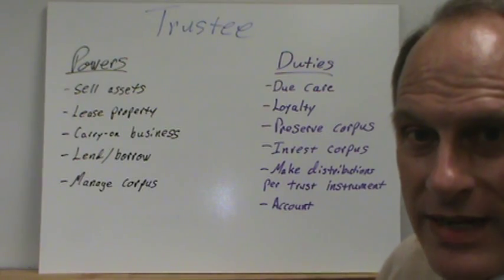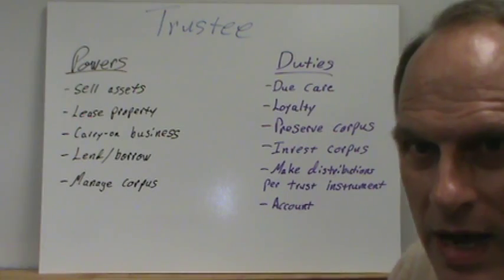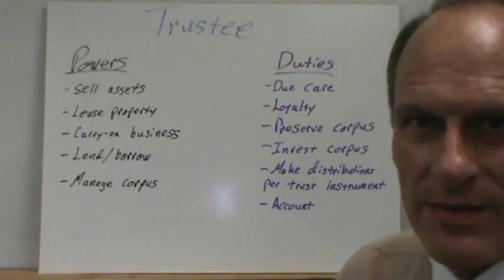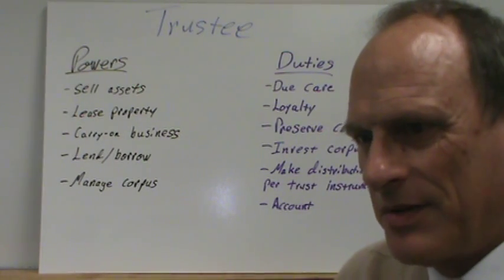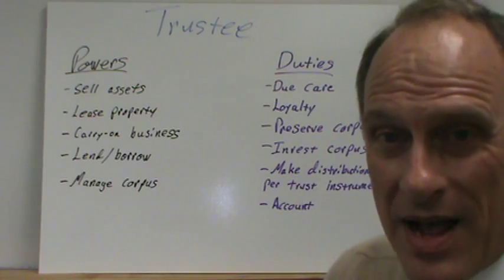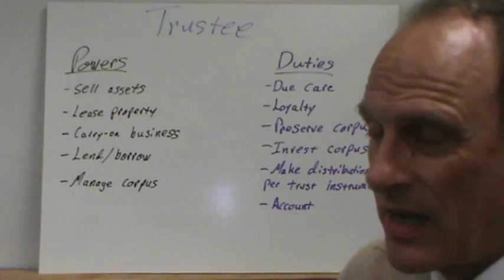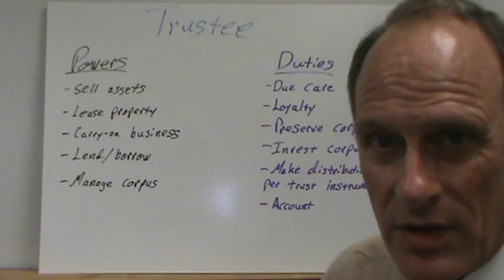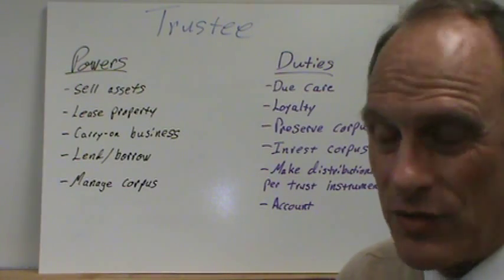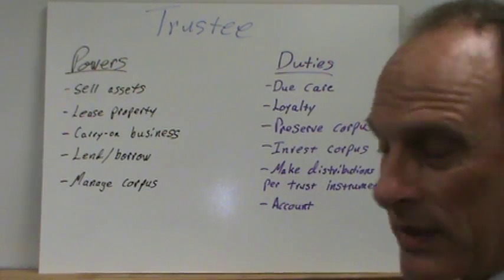I got called in on a case one time, and it was a granddaughter who was managing the estate for her grandmother, and she had $99,000 in a non-interest-bearing checking account. I mean, that was the estate. And the curious thing was, she was the one that was going to get it all after her grandmother passed. And so she certainly wasn't investing the corpus properly at that point.